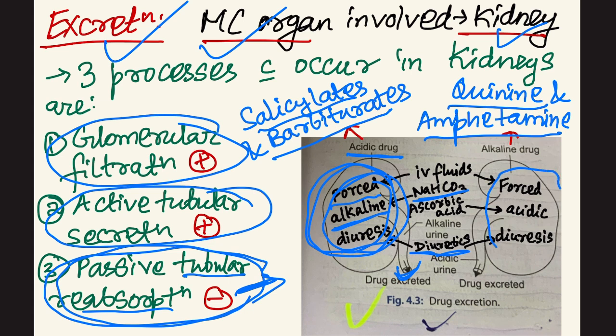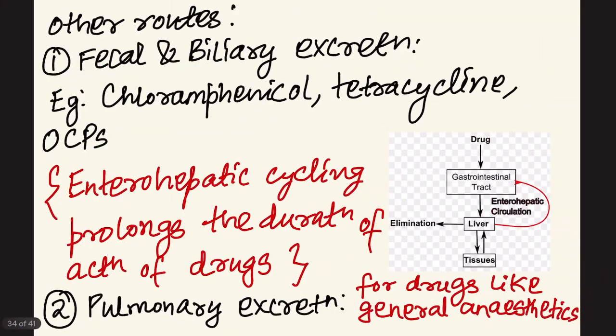So there we do forced acidic diuresis, that is diuretics have to be given. Forced means IV fluid has to be given. Then to acidify the urine we have to give vitamin C, that is ascorbic acid. So as a result, the weakly basic drugs will be excreted out. Coming to the other routes of excretion, first we have fecal and biliary excretion.